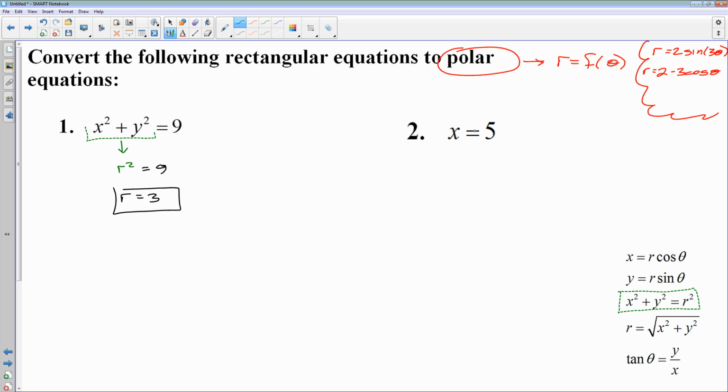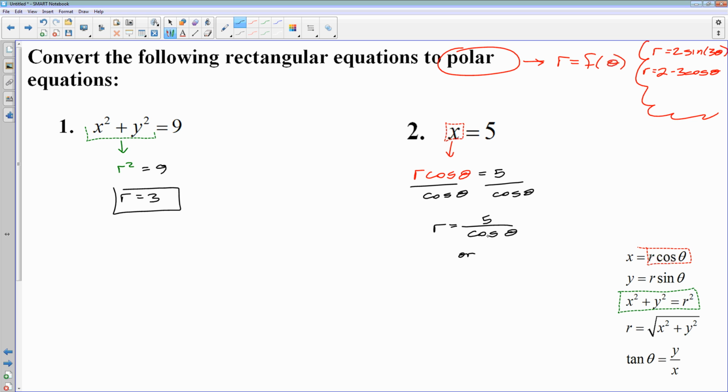Number 2, x equals 5. This one's going to be a little bit tougher, but not a whole lot. I see x, and down here I see that x is equal to r cosine theta. So I'm simply going to take out the x, and in its place put r cosine theta equals 5. I'm not going to change the right side. Then to solve for r, I will simply divide both sides by cosine theta. That gives me 5 over cosine theta, which I'm okay if you stop there.